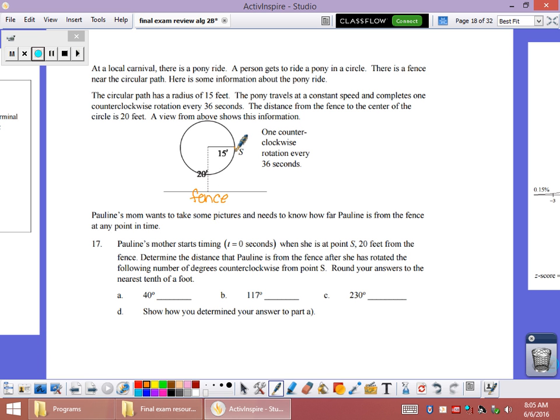Okay, and so you start on the pony and you're going around this circle. They're saying the radius of that circular path is 15 feet. The distance from the fence to the center of the circle is 20 feet, so that tells me that this distance must be 5 feet. And the pony is going to complete one counterclockwise rotation every 36 seconds.